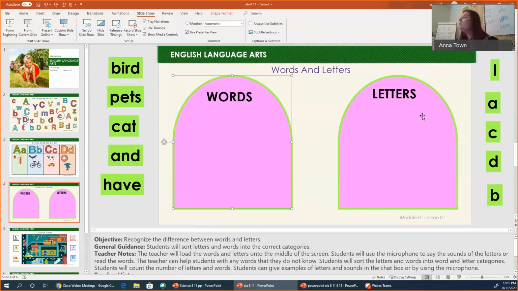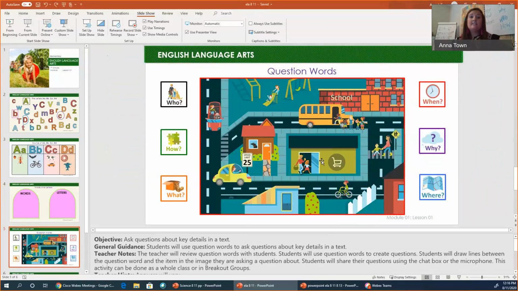Q. Q is not listed on here. So we can put a Q. I want you to let me know what are some words and letters that you chose. Please message me.